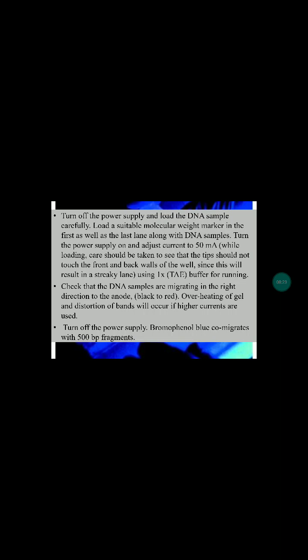While loading, care should be taken to see that the tips do not touch the front and back walls of the well, since this will result in a streaky lane. It is done using 1x TAE buffer for running.